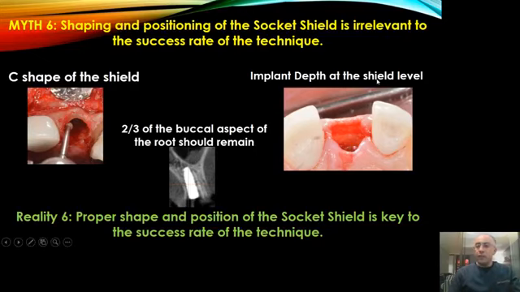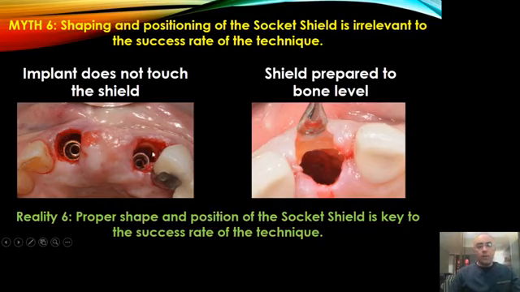Implant depth should be at the shield level, and as I said, maybe we need to pay attention to the prosthetic space here. The implant could be a little bit more apical to the shield, but the consensus is that it is absolutely not going to be above the level of the shield itself.